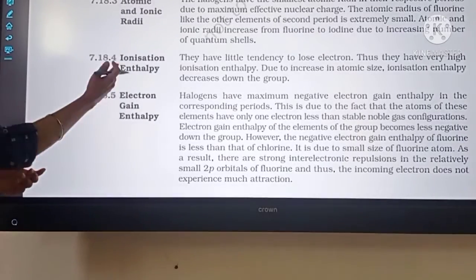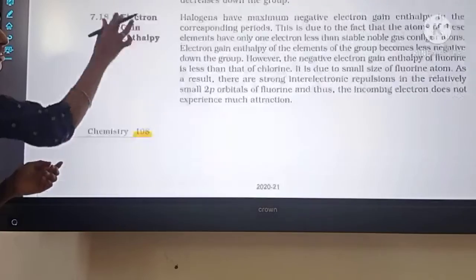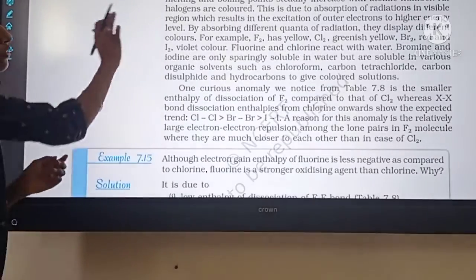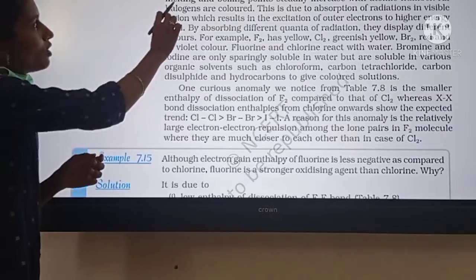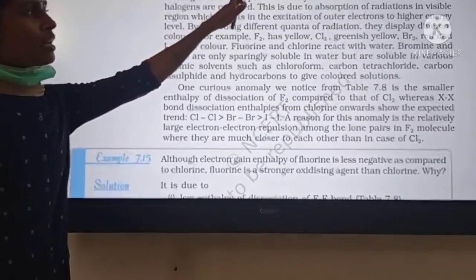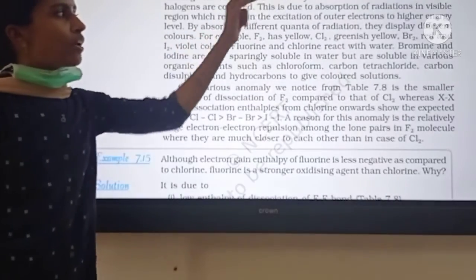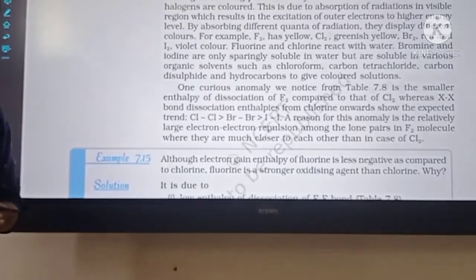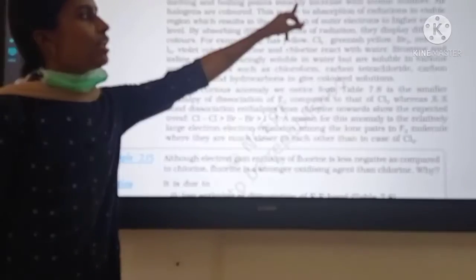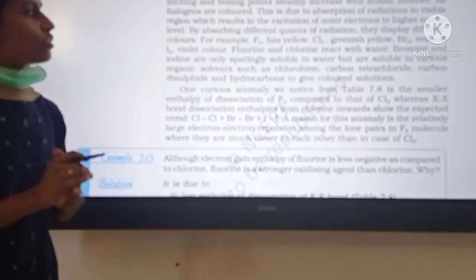So we have seen all these properties. Here, the physical properties: halogens display smooth variations. Fluorine and chlorine are gases, bromine is a liquid and iodine is a solid. We just discussed this. Their melting and boiling points steadily increase with atomic number. This we have also seen.